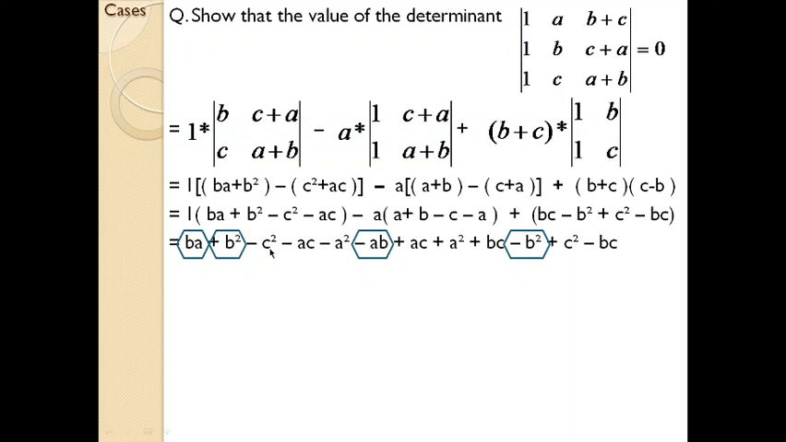Next one, minus c square. If you go through it, you can see that there is another plus c square. So you have lost another item. Next one, minus ac. Here it is plus ac. So you have lost another set. And next you have minus a square plus a square, both are cancelled because both have different signs.